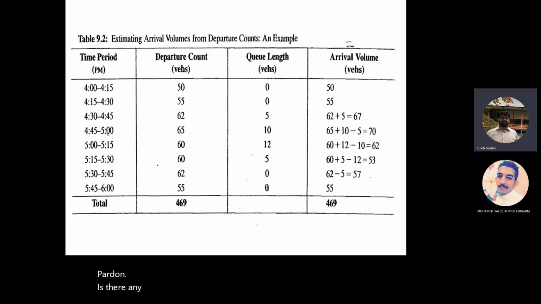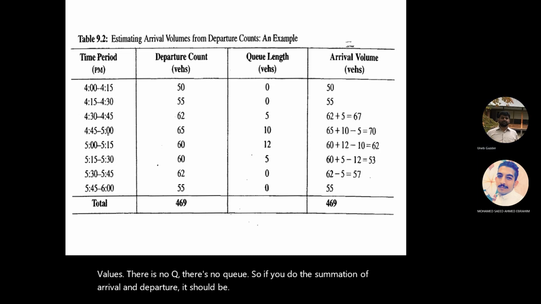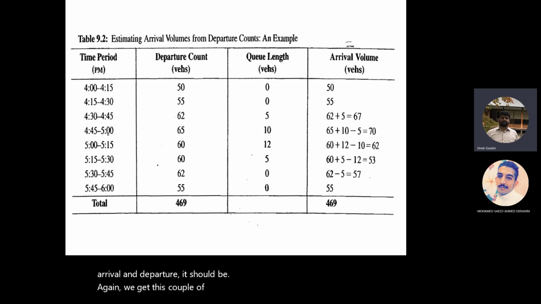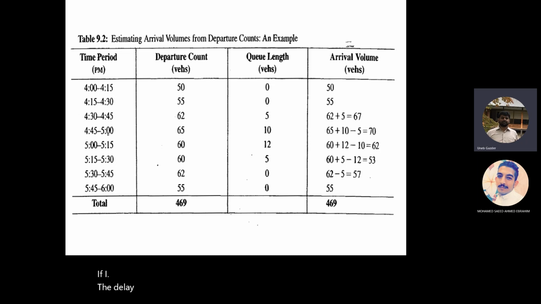Any questions? Okay, now you see the last values, there is no queue. So if you do the summation of arrival and departure, it should be equal. Again, we did a couple of examples earlier where this happened. If there is no queue in the end, arrival becomes equal to departure. The delay example.